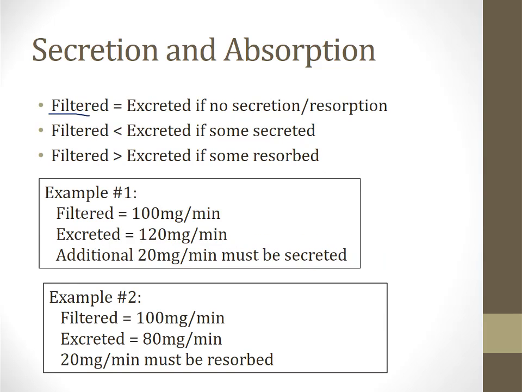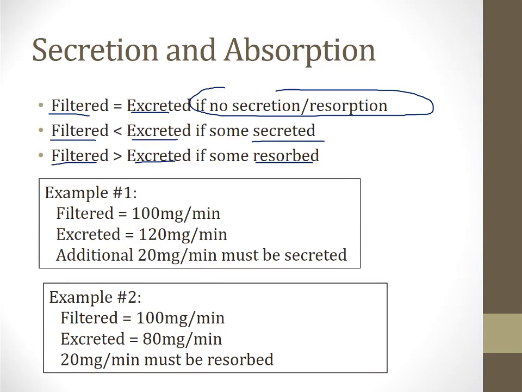Anytime the amount filtered is equal to the amount excreted, that means there's no net secretion or reabsorption. If the amount filtered is less than the amount excreted, then some must have been secreted by the nephron. If the amount filtered is more than the amount excreted, then some must have been reabsorbed. For example, if for a particular substance 100 milligrams a minute is filtered and 120 is excreted, an additional 20 milligrams per minute must have been secreted. Example 2: suppose that 100 milligrams per minute are filtered and 80 milligrams per minute are excreted, then 20 milligrams per minute must have been reabsorbed. These are important concepts for you to understand. I'm going through them step by step to make them very clear.